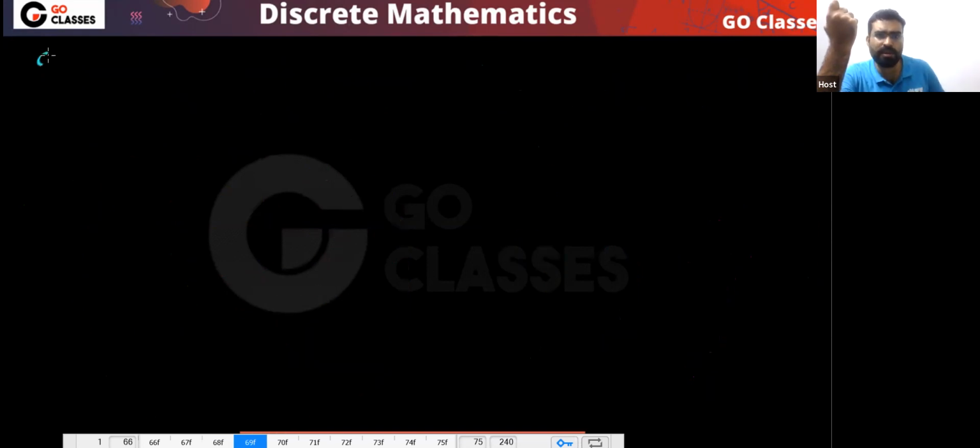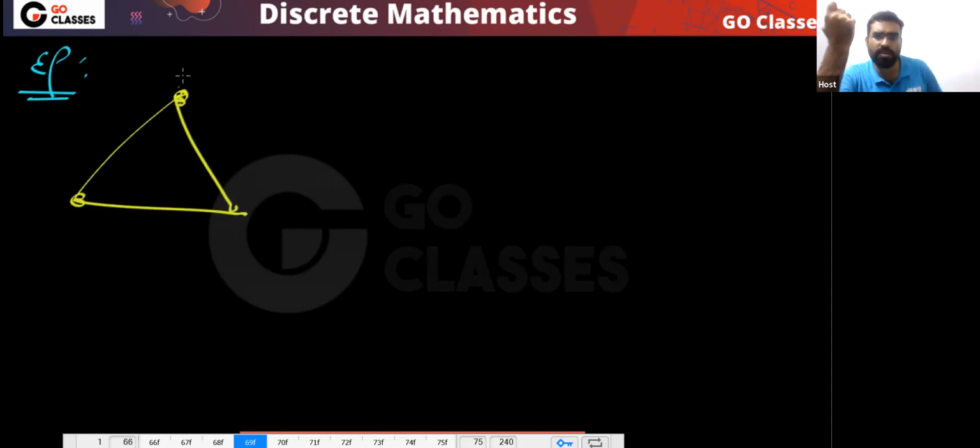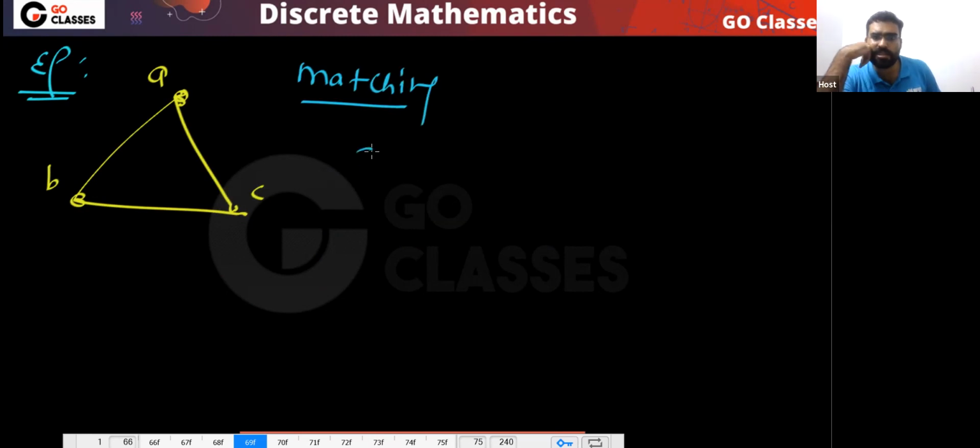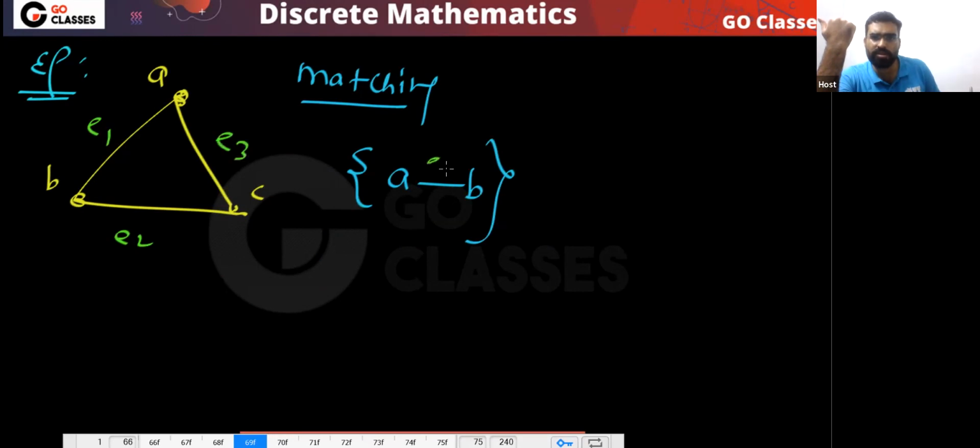So for example, let's take an example. Consider this graph: A, B, C. Let me give you a matching. Can anyone suggest a matching? Suggest any matching. This matching you can suggest, right? This matching E1, E2, E3. So this matching E1 you can suggest.